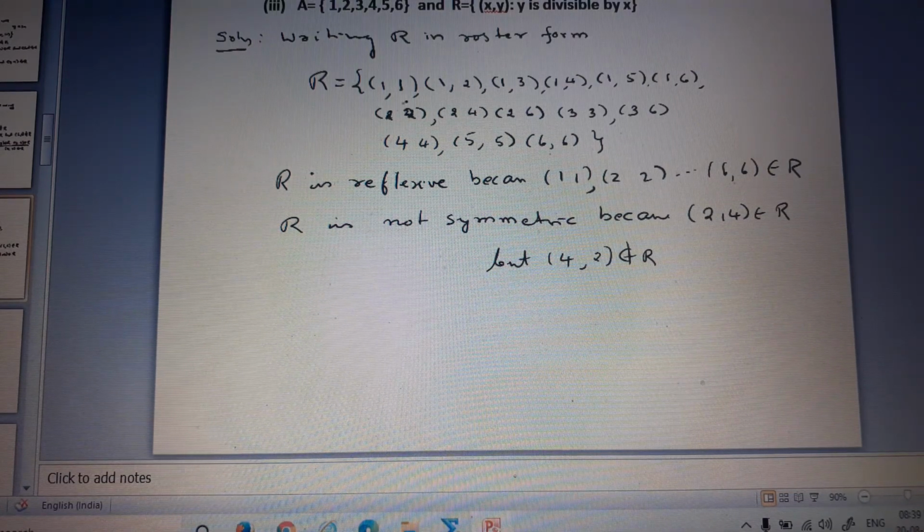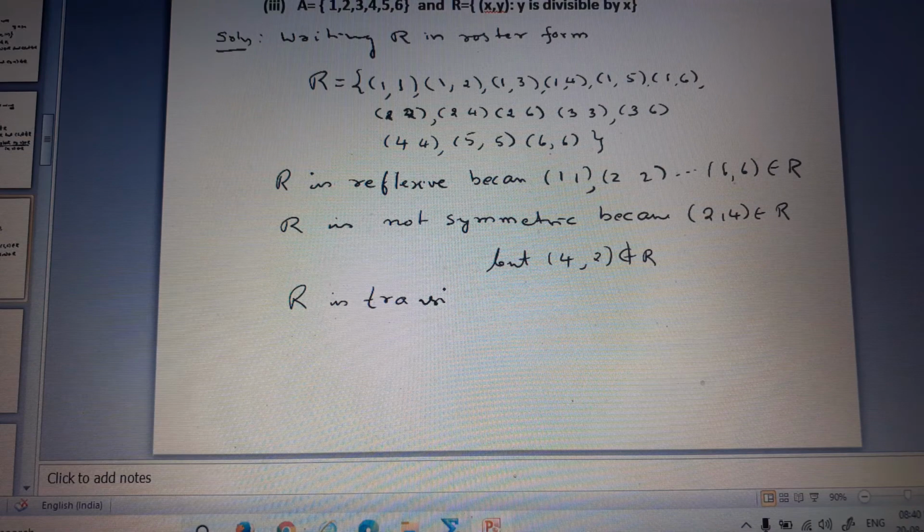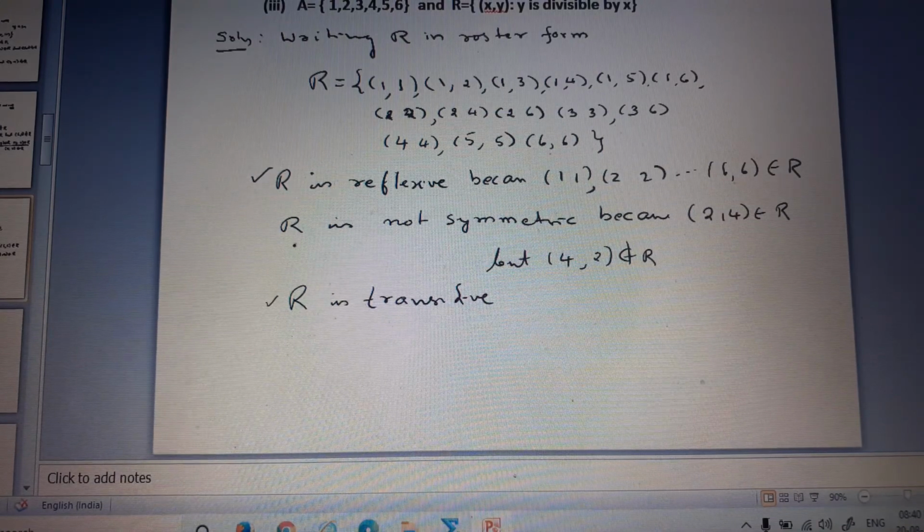So R is transitive, you can check. For example, you see (1, 2) is there, (2, 2) is there, (1, 2) is there, like that. Or even you can take very simple ways. (2, 2) is there, (2, 4) is there, (2, 4) is there. Then like that, you check any two pairs, (x, y), (y, z) pair, definitely (x, z) is there. Therefore, definitely we can say R is transitive. Therefore, here only reflexive is correct, transitive is correct, but it is not symmetric. So this is the third question.